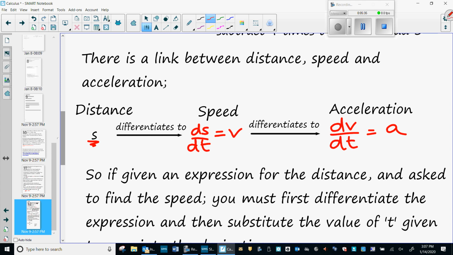Is that an S over? This ds/dt, I was just underlining S. Over D.